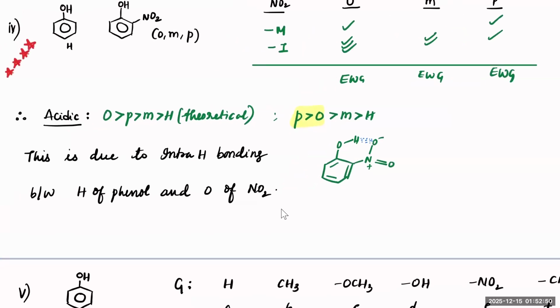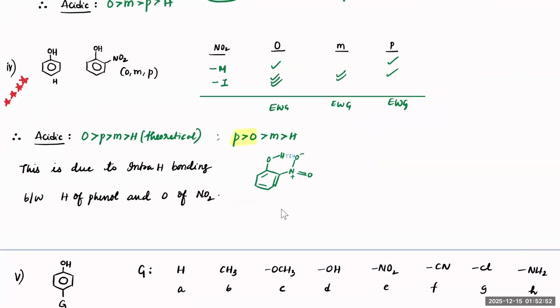Okay. This is what happens to the acidic strength due to hydrogen bonding. So this one is actual. The first one is theoretical. That is what we expect, but in reality, this is what you'll get.